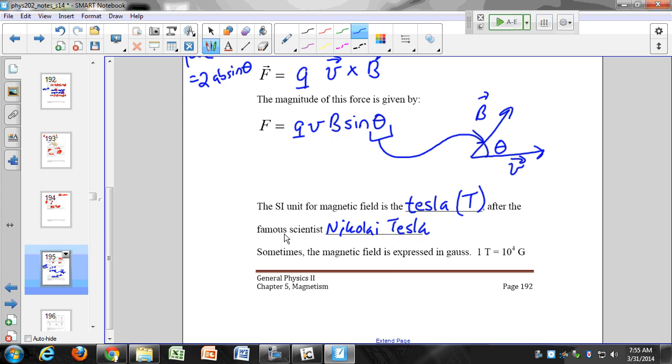And then sometimes you'll see this expressed in Gauss. We won't use this unit, but I think that y'all might have used Gauss in the lab when you measured the magnetic field of the Earth. Is that right? I think so. Yeah, well, 1 Tesla is equal to 10 to the 4th Gauss. So it's just another unit for magnetic field.